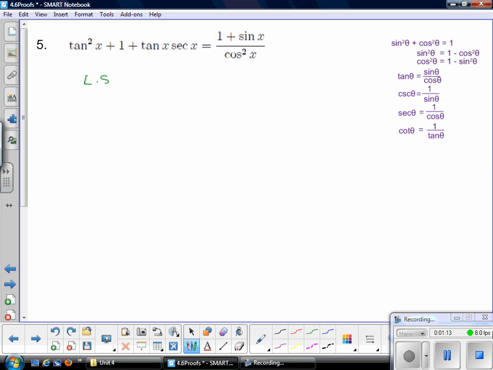And over here is my reasons. For some reason, I don't have that set up just right. And again, I put a line down between the two. So I'm starting with tan squared theta, or x, theta x, same thing, plus 1 plus tan x secant x. Now, actually, as I wrote that down, I'm thinking, I wonder if I could factor something out.